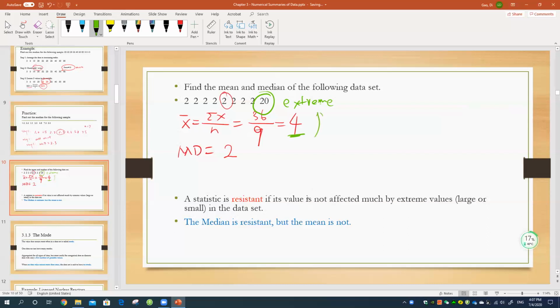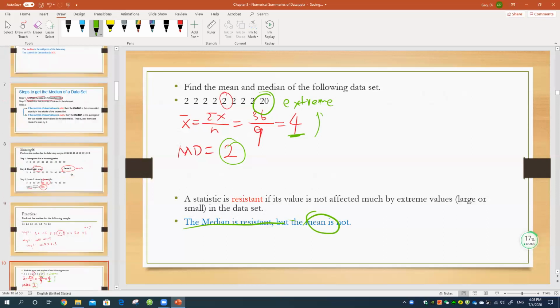But the median, no. No matter whether you have this extreme value, the median is still 2. So that is actually the reason why both mean and median describe the central tendency. But after we discuss mean, we still need to discuss median because the median is resistant, but mean is not.